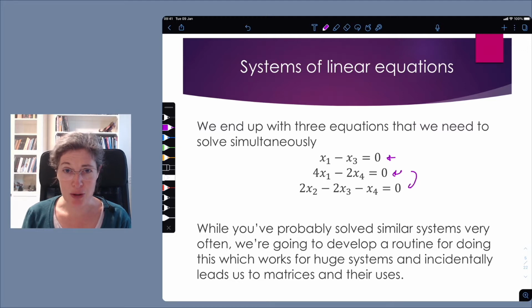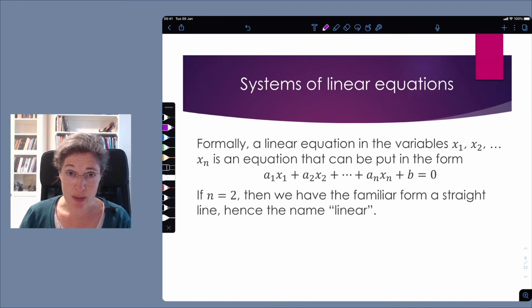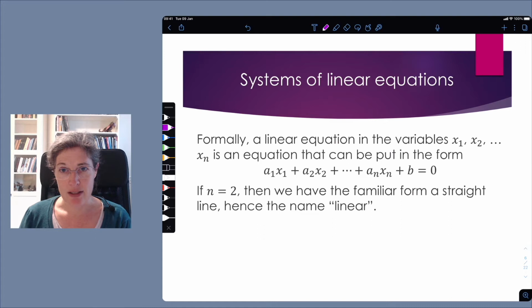I don't know about you, but whenever I'm trying to figure out what I should substitute into what in something like this, I can never get it straight. But if you have a routine that works every time, that's kind of useful. So that's what we're going to develop. Along the way, it's going to make us talk about matrices, which is also going to be useful. Okay, so let's formalize this a little bit.